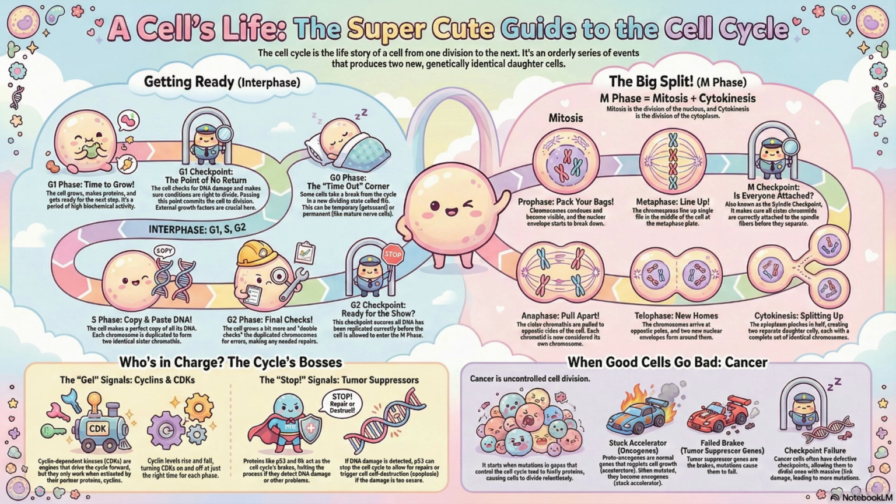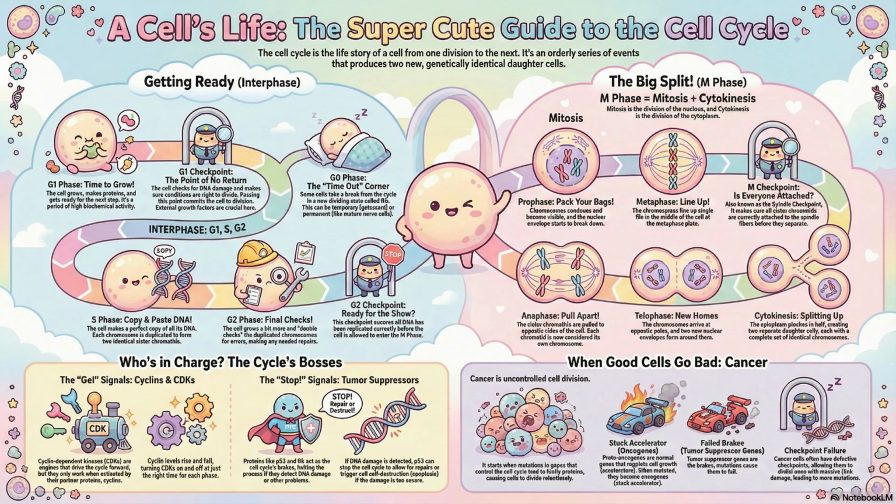Okay, so if G1 is the commitment check, what's the purpose of the G2 checkpoint later on? G2 is the final pre-flight checklist before mitosis. It is a hyper-detailed scan to make sure every single chromosome was copied perfectly during S phase. No damage, no missed spots. You cannot enter M phase with a flawed instruction manual. You cannot. And then there's a final gate, the M checkpoint or spindle checkpoint.